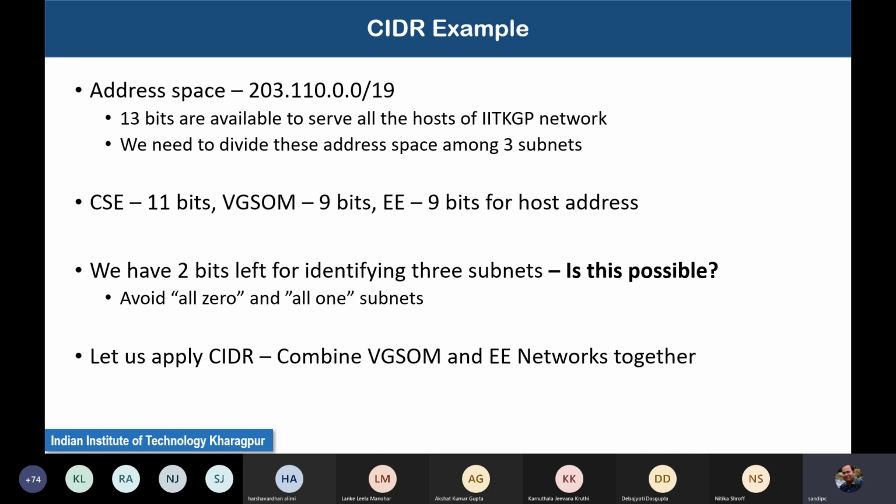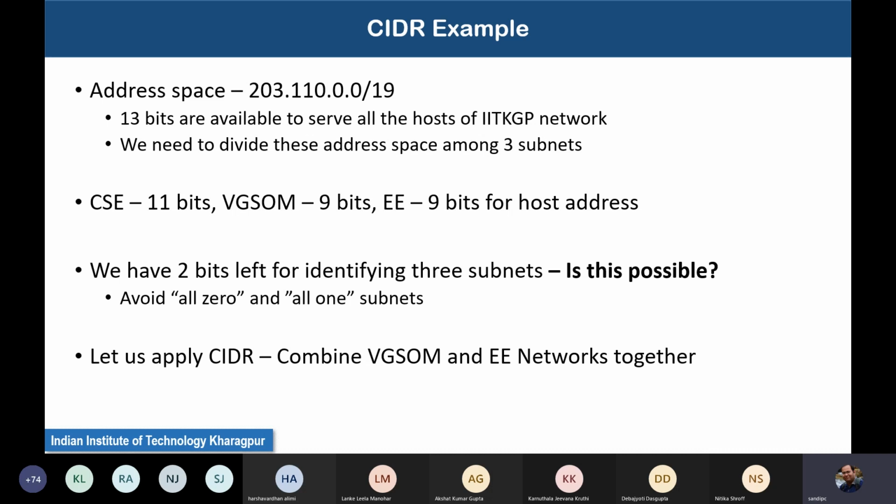Is the problem clear to all of you? So again, repeating, I have 13 bits available to serve all the hosts of the IIT Kharagpur network. Based on the requirements from the individual departments, I have seen that at maximum I have to take 11 bits for the host address part. That means I have 2 bits left, and using those 2 bits, I cannot create 3 different subnets.